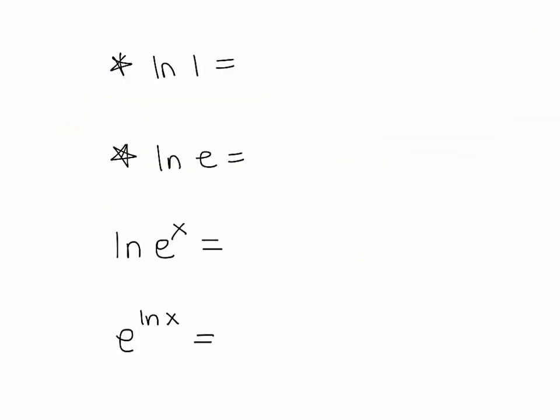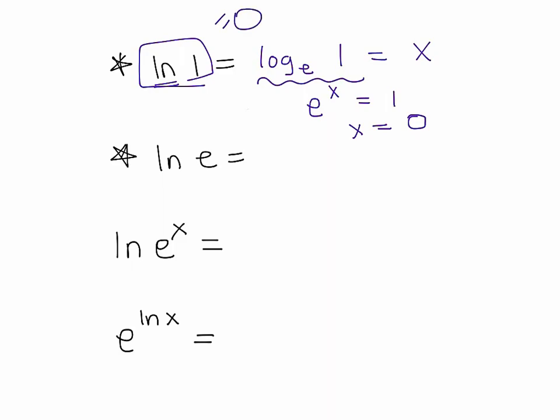Here we have ln of 1. ln means log base e of 1. So then, how can we simplify this? What is this number? e raised to what power is equal to 1? x must be equal to 0 because a number raised to the 0 power is equal to 1. So ln of 1 is actually 0. What about ln of e? This means log base e of e.